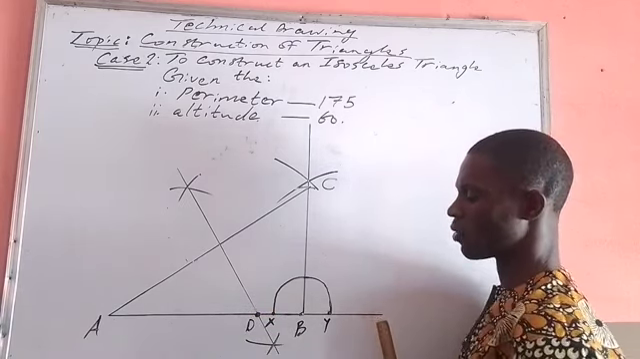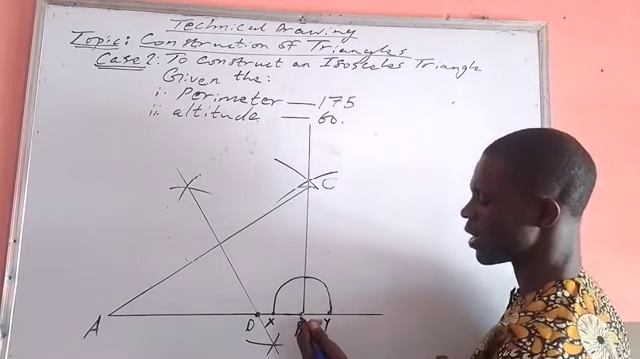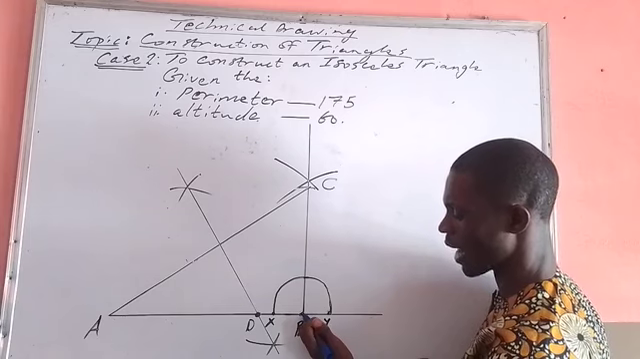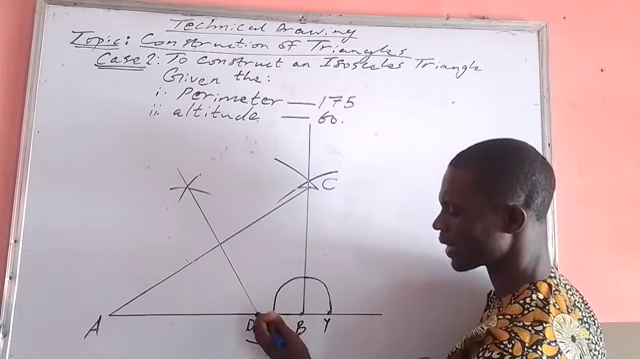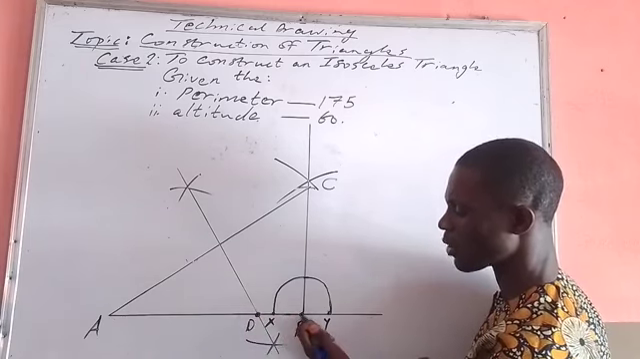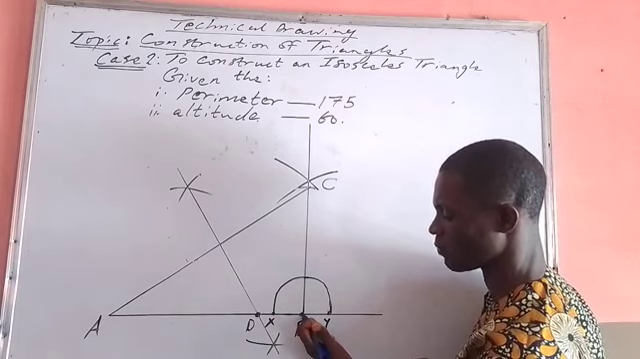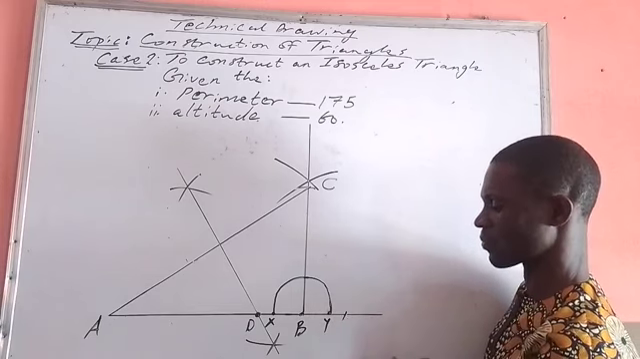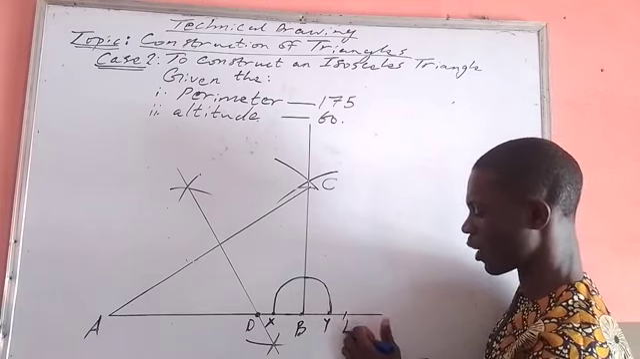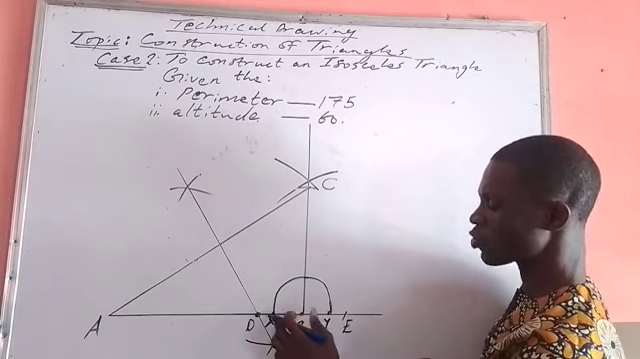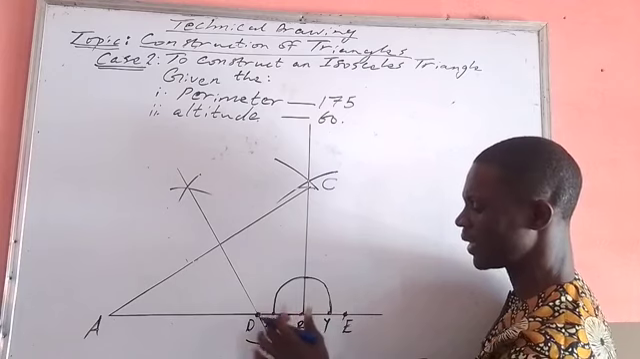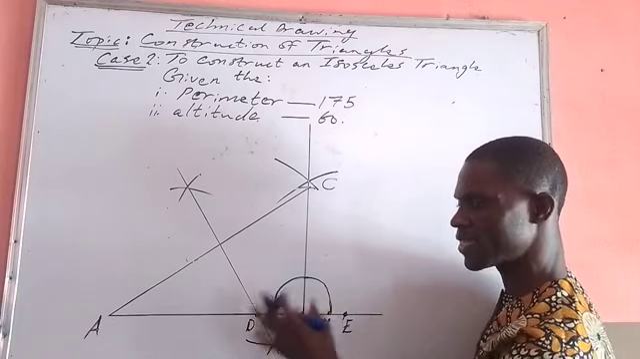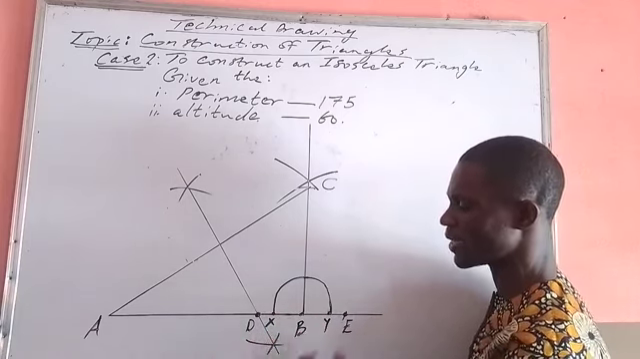Okay, now the next thing that we are going to do is put the pinpoint of the compass at point B here. Extend it to point D. While the pinpoint of the compass remains at B, make an arc here on this side. So we call this point E. So this distance DE is the base of the isosceles triangle.